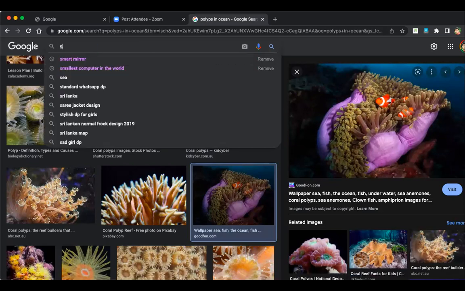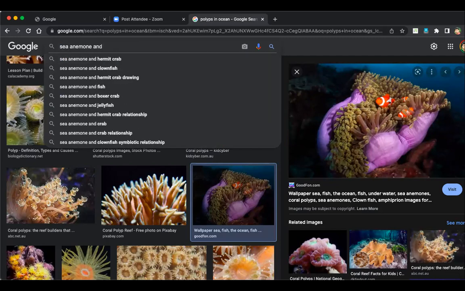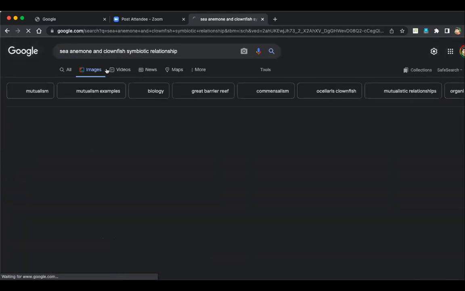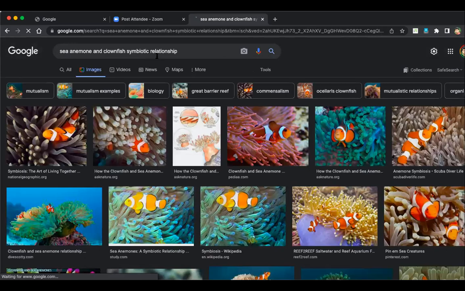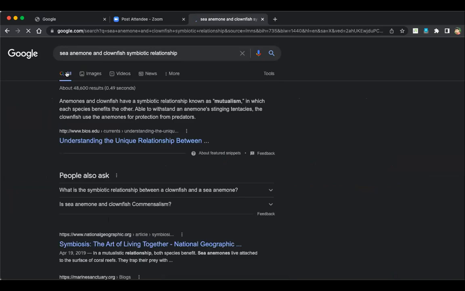Sea anemone and clownfish. They have a symbiotic relationship. Symbiotic relationship means both can live independently, but when living in the ocean, they help each other. That is called mutualism, or a symbiotic relationship.